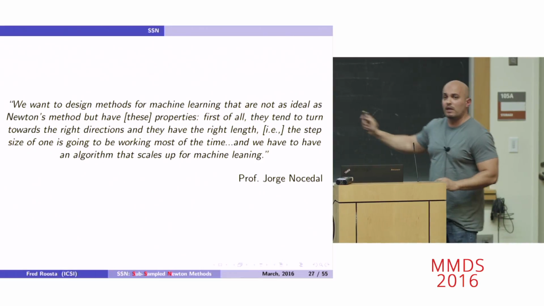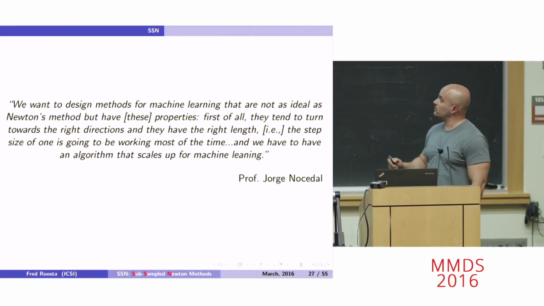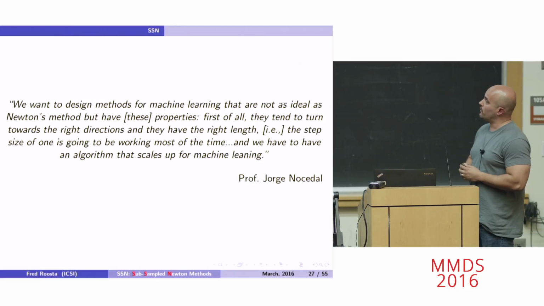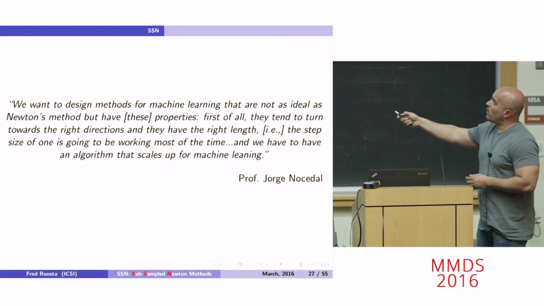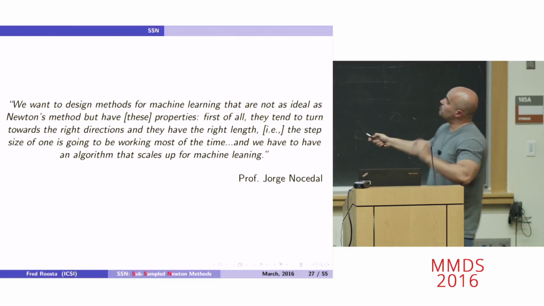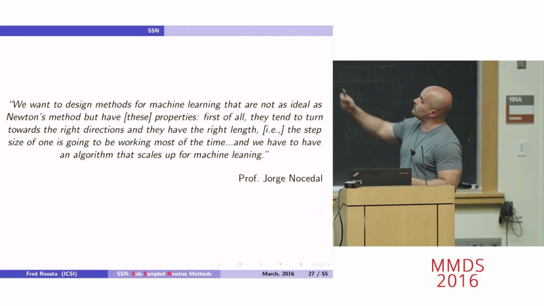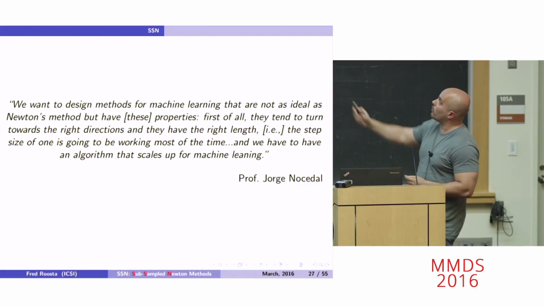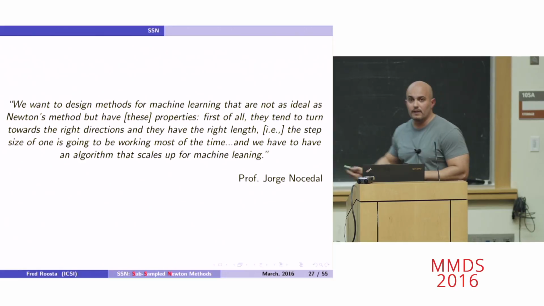Let me make a quote from a big hero of mine, Professor Nocedal. Michael knows I keep talking about him. I've never had the honor of meeting him, but I'm really fond of his work. And so I quote, he says, "We want to design methods for machine learning that are not as ideal as Newton methods, but have these properties. First of all, they tend to turn towards the right directions, and they have the right length, i.e. the step size of 1 is going to be working most of the time. And we have to have an algorithm that scales up for machine learning."